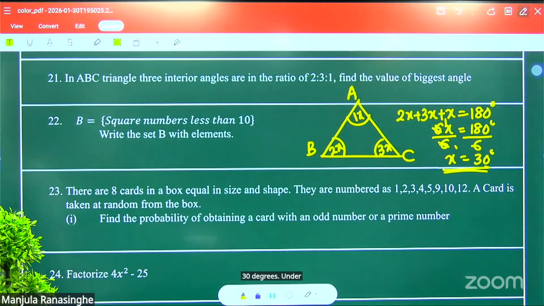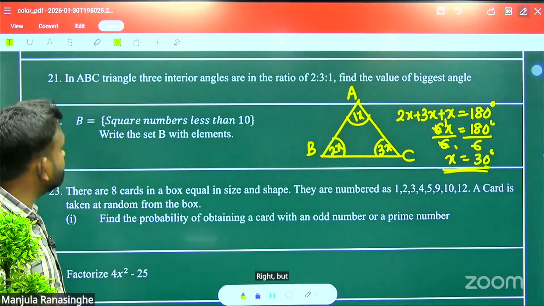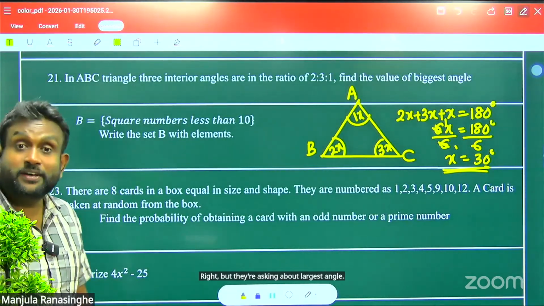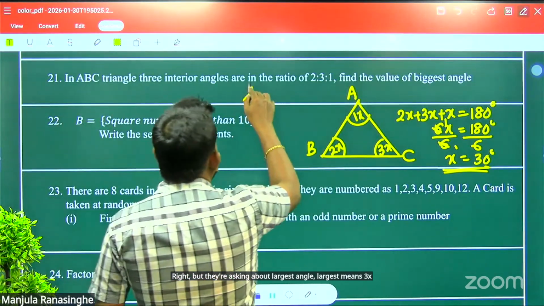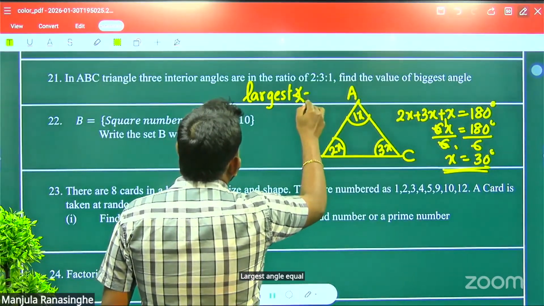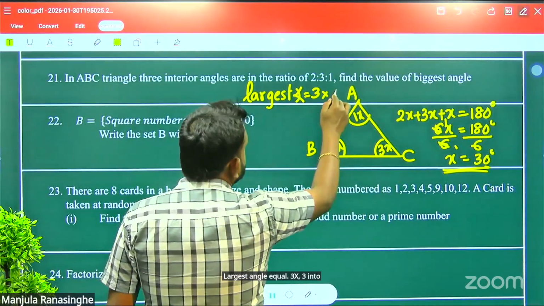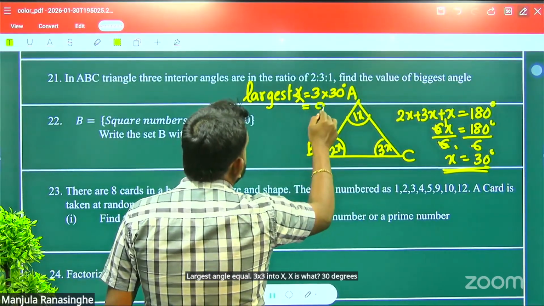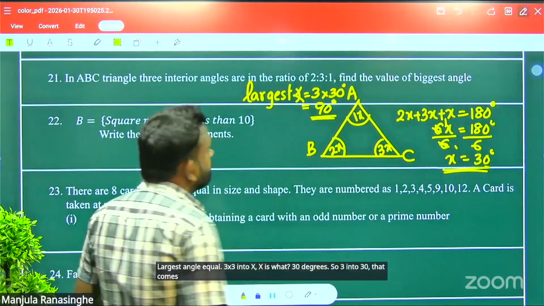Understood? Any questions? Right, but they're asking about the largest angle. Largest means 3x. So the largest angle equals 3x, that is 3 into x. X is what? 30 degrees. So 3 into 30 comes as 90 degrees.